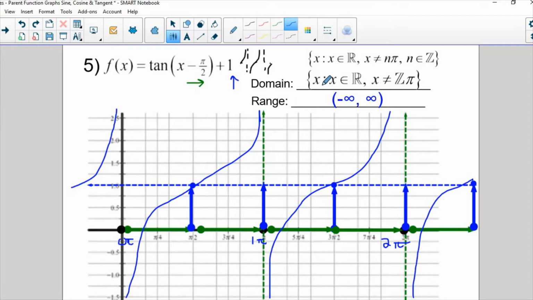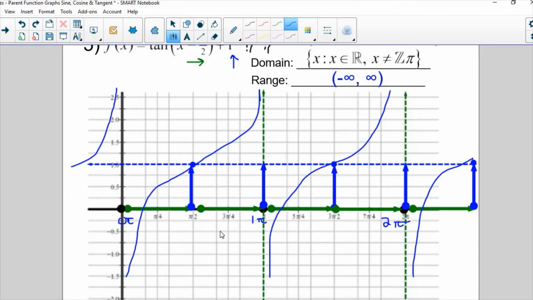And this is probably the most routine way, is x such that x is a real number, but x is not equal to integer pi values. Some teachers will say x such that x is a real number where x is in, meaning any pi value where n is an integer. But this is kind of a combination of those two things. It's a little shorter.